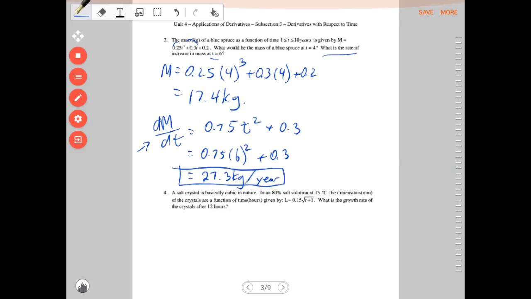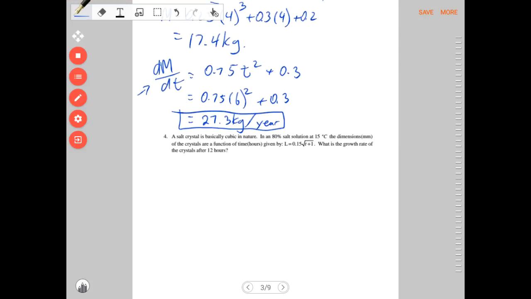Awesome. Okay, and then the last one. A salt crystal is basically cubic in nature. In an 80% salt solution at 15 degrees Celsius, the dimensions in millimeters of the crystal are a function of time given by L equals 0.15 square root of t plus 1. What is the growth rate of the crystal after 12 hours? So growth rate, so we want dL dt. And so we take the derivative.